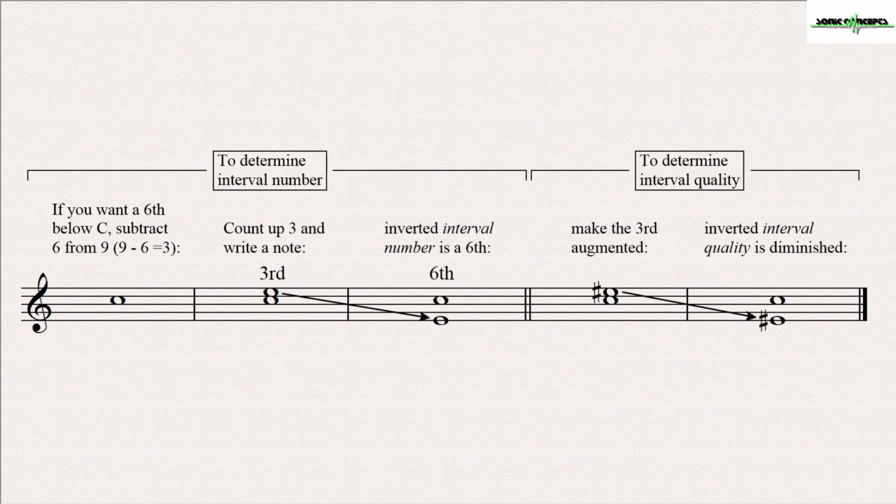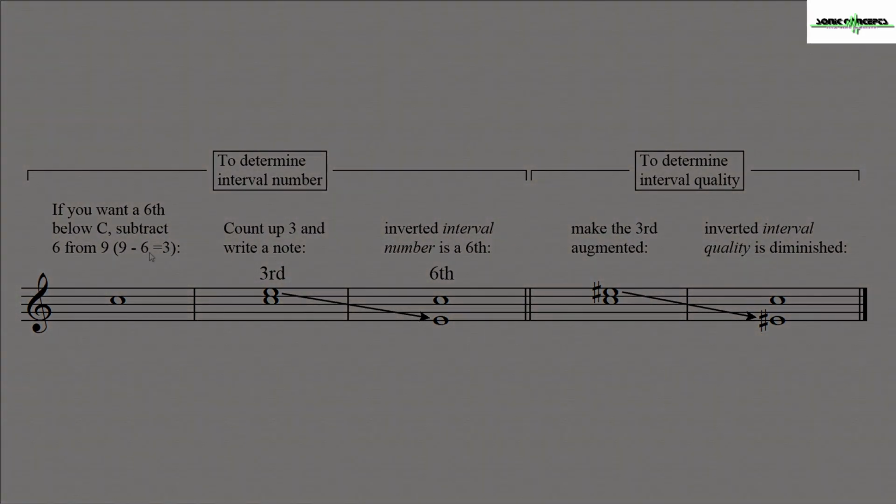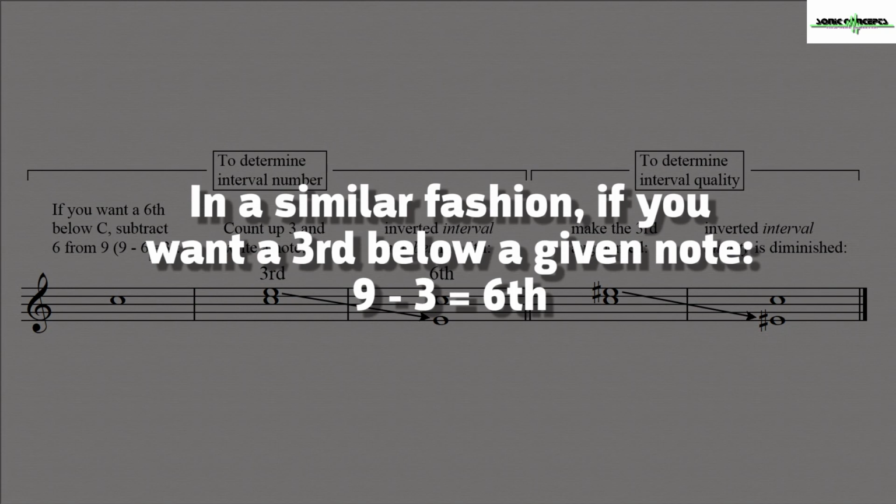Without using the table, you can follow this procedure. Suppose you desire a diminished sixth below C. Subtract the interval number of the interval you desire from 9. If you want a sixth below C, for example, subtract 6 from 9. So, 9 minus 6 equals 3. In a similar fashion, if you want a third below a given note, subtract 3 from 9, which equals 6, 4 from 9, which equals 5, and so forth.